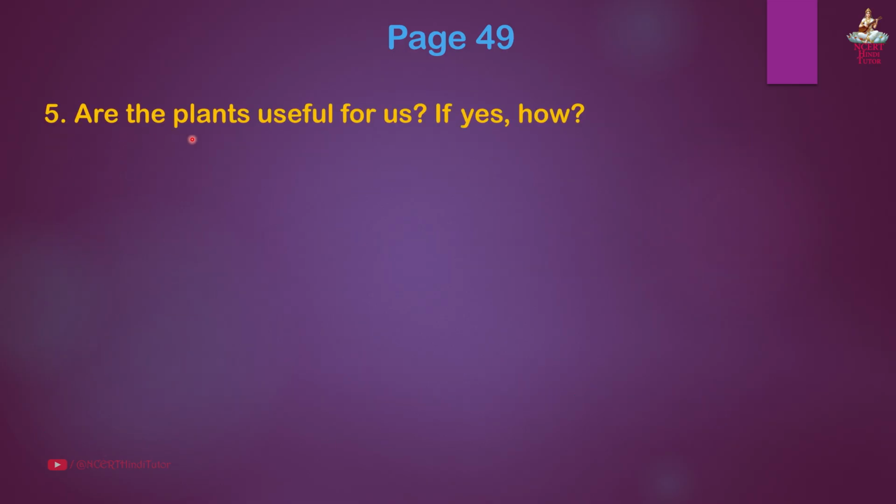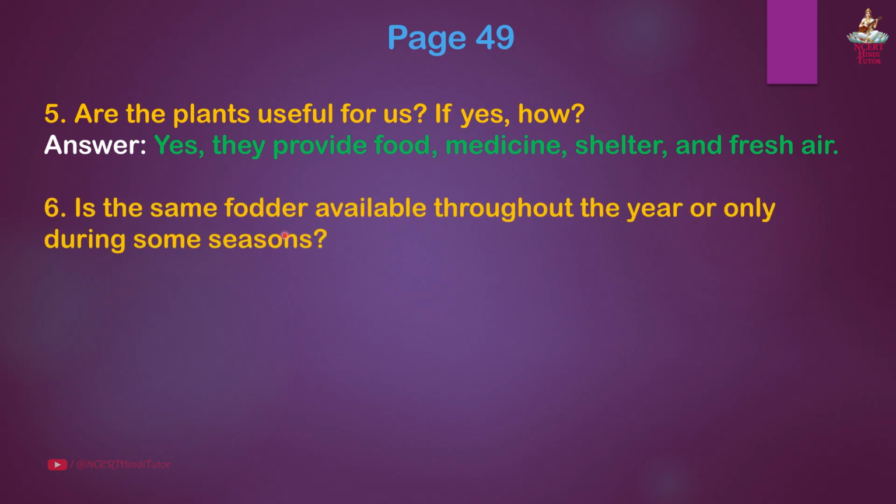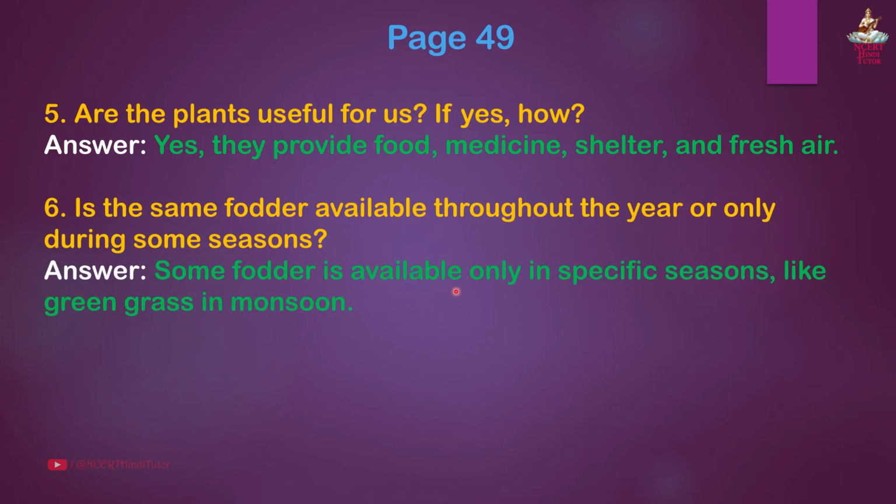Question 5. Are the plants useful for us? If yes, how? Answer: Yes. They provide food, medicine, shelter and fresh air. Question 6. Is the same fodder available throughout the year or only during some seasons? Answer: Some fodder is available only in specific seasons, like green grass in monsoon.